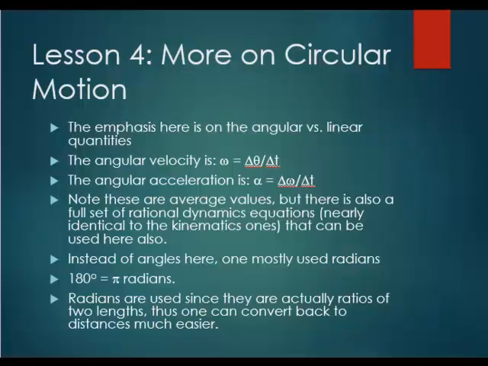Instead of degrees here, one mostly uses radians, where 180 degrees is pi radians. Radians are used since they are actually the ratios of two lengths, thus one can convert back to distances much easier.